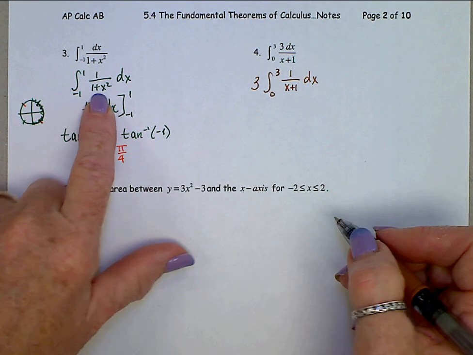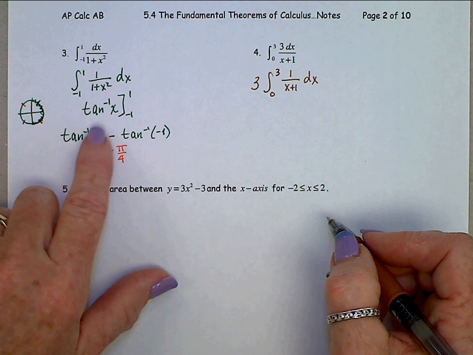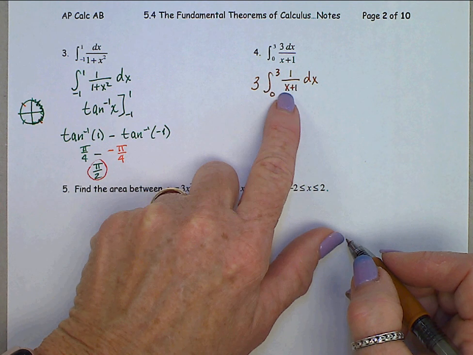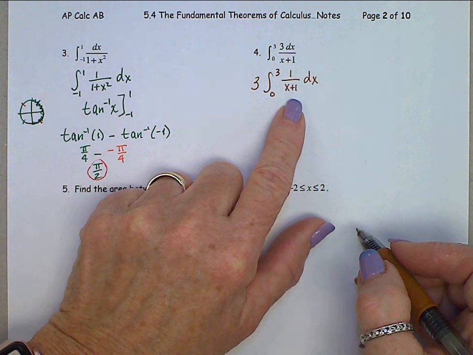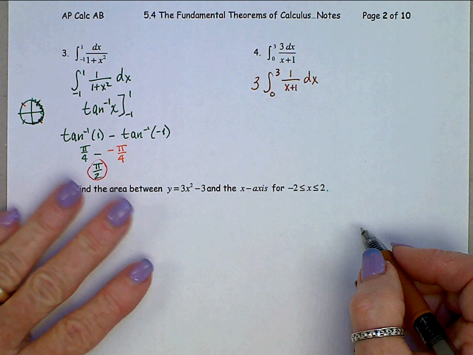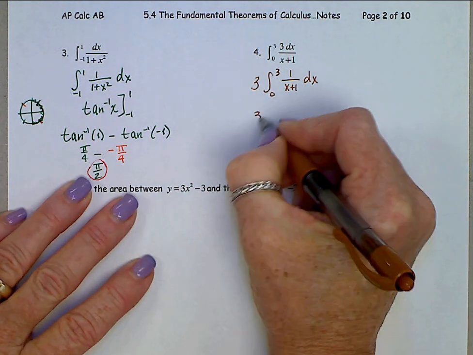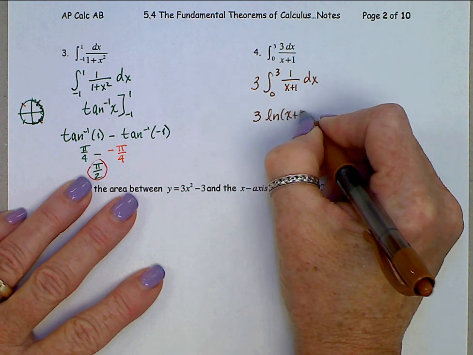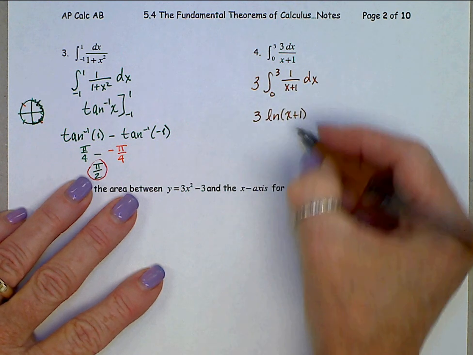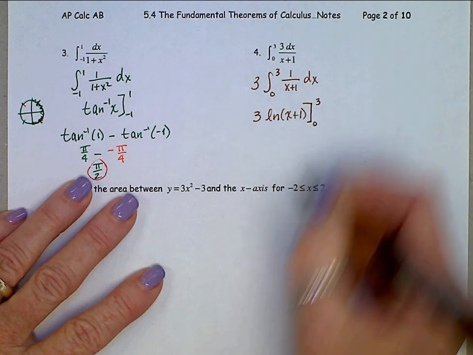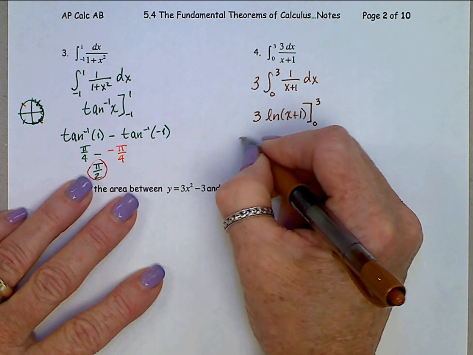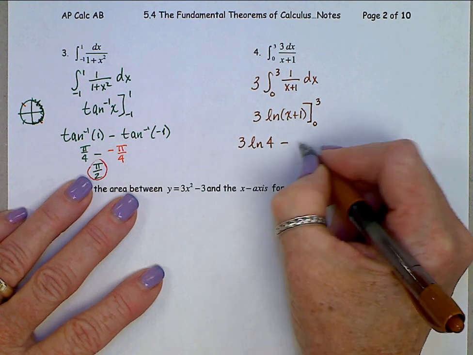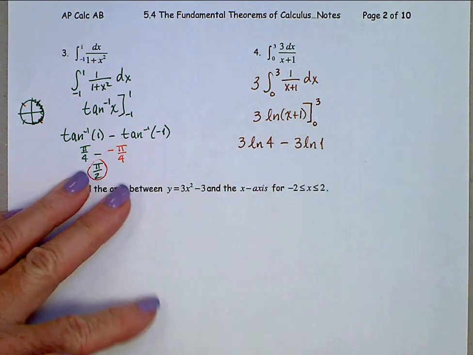Over here, we did not have a linear piece in the denominator, so that sent us to the inverse tangent. When you have a linear piece down here in the denominator, then you think what thing gives you a derivative of 1 over, and that's an ln. So this 3 comes down, and this will be then the natural log of x plus 1, evaluated from 0 to 3. And when we plug in, then we get 3 ln 4 minus 3 ln 1.